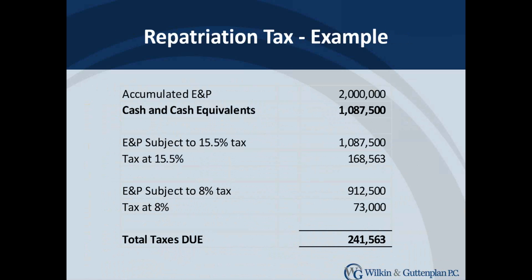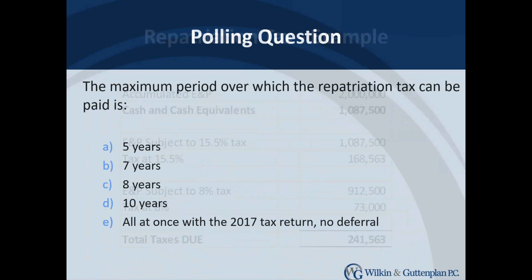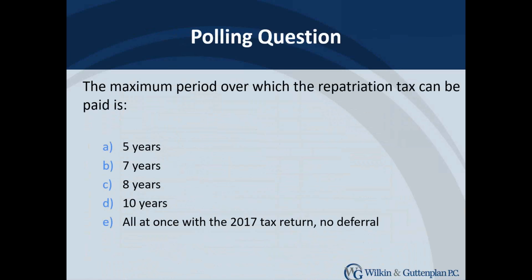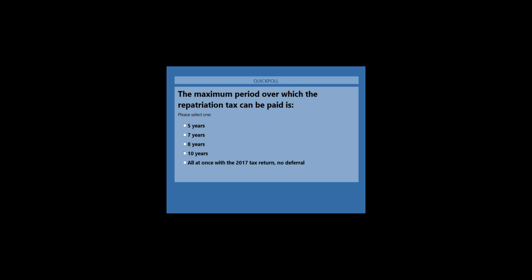Okay. So with that, we are wrapping up our repatriation tax section, and I believe we have a polling question. The polling question is as follows: the maximum period over which the repatriation tax can be paid is A, 5 years, B, 7 years, C, 8 years, D, 10 years, E, all at once with the 2017 tax return, no deferral. We'll give you a minute to post your answers.